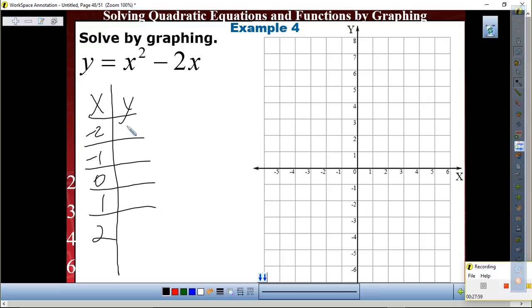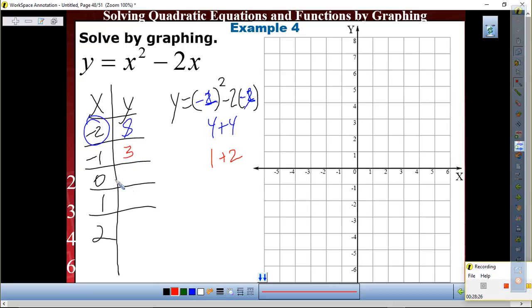All right? So Y equals parentheses squared minus 2 times parentheses. First value is negative 2. What is negative 2 squared? 4. What is negative 2 times negative 2? 4, so this is 8. Next value, negative 1. What is negative 1 squared? 1. What is negative 2 times negative 1? 2, so this is 3.